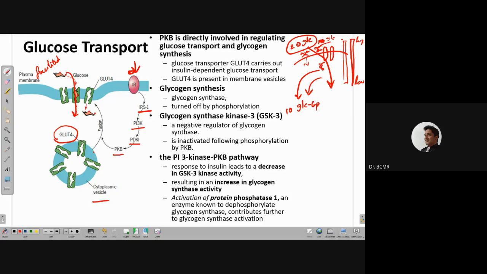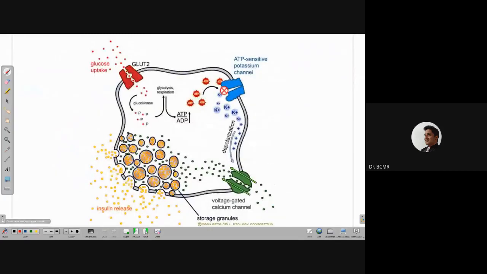Yes. So this is how beta cells respond. Here they have GLUT2 and they increase the ATP-ADP ratio because now there is glucose inside and a lot of energy, and then the ATP sensitive potassium channel, the voltage gated calcium channel, and release of insulin.